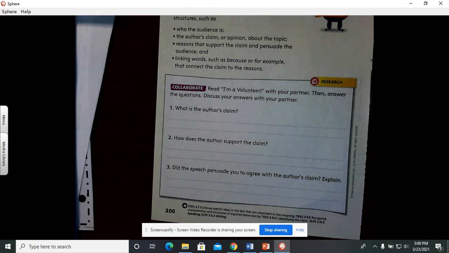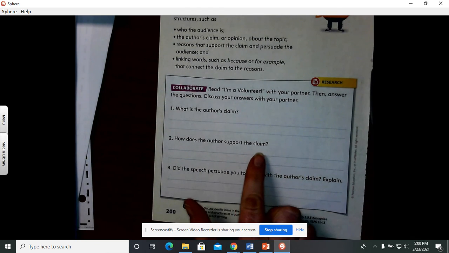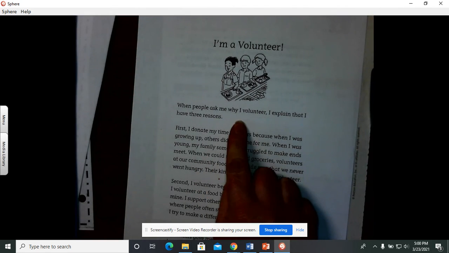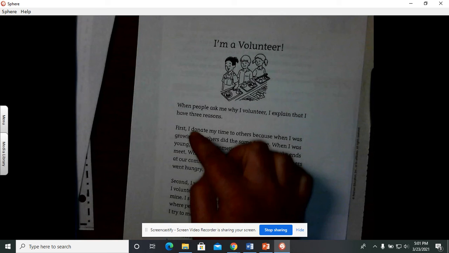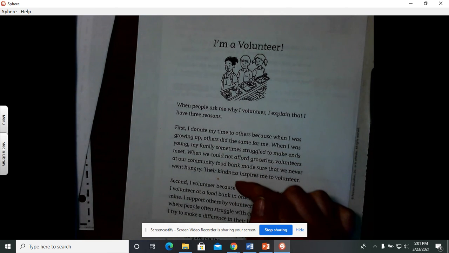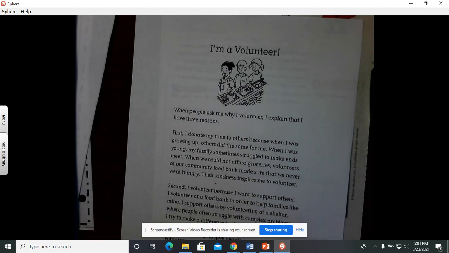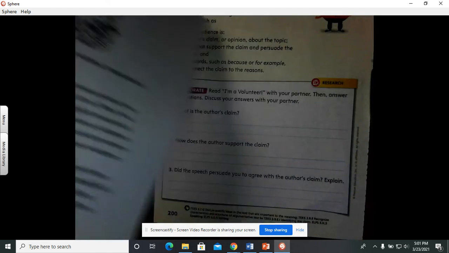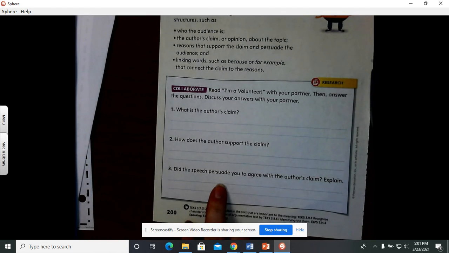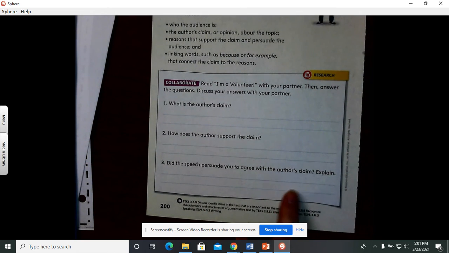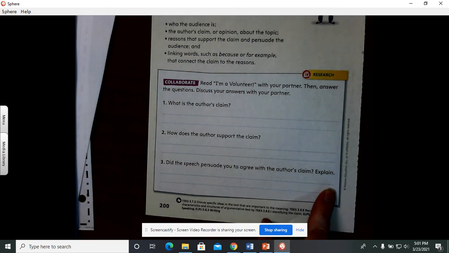Next, you're going to look at how the author supports the claim. So our claim is going to be up here. In the first part, it's going to give you some reasons, and then when it says second, it gives you some reasons, and then it gives you a few more actually down at the bottom also. And lastly, did the speech persuade you to agree with the author's claim? And you're going to tell me why or why not.